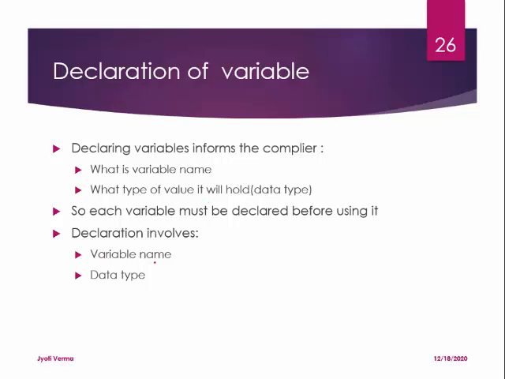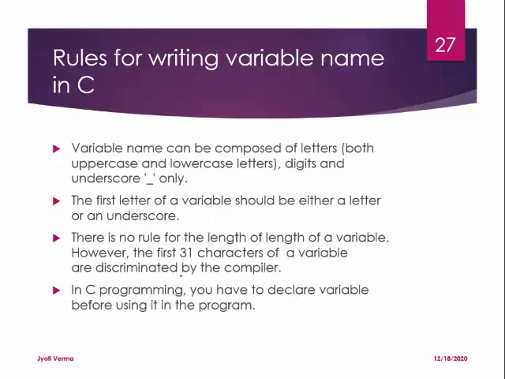Now, declaration of the variable involves two things: variable name and data type. Now, rules for writing the variable name. A variable name can be composed of both letters and digits, and the only special character allowed is the underscore. The first letter of the variable should be either a letter or an underscore. You can't use a number as the first character in your variable name, and only 31 characters of the variable name will be considered by the compiler. And always remember that you have to declare the variable before using it in the program.